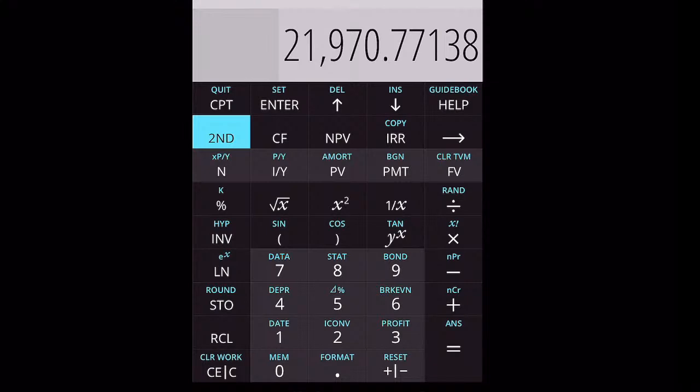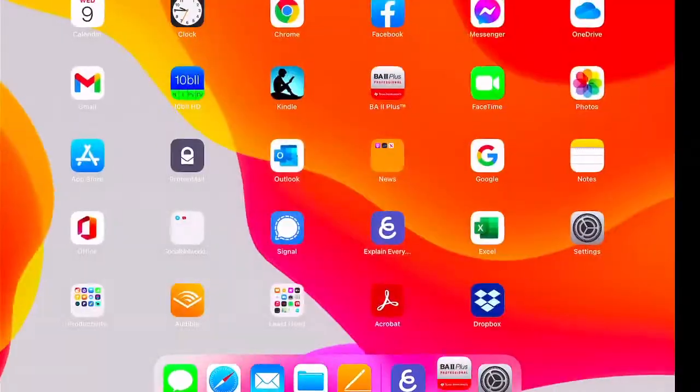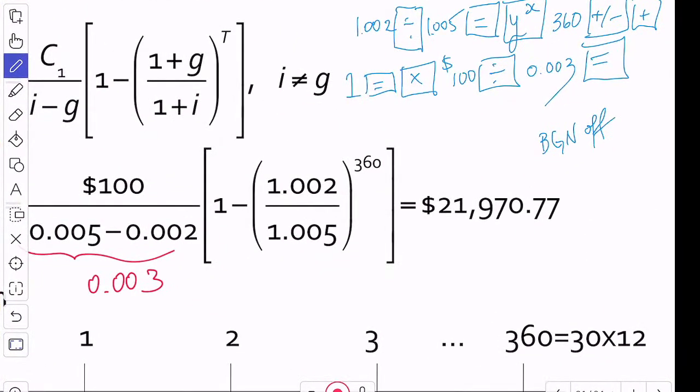Which part? The bottom? No. At the end, you don't have to use brackets. Here, just use this number, 0.003, not this. If you do this, you have to put brackets. So I did 1.002 divide 1.005 equals, y to the x 360, change the sign, add 1 equals, multiply 100, divide by 0.003 equals. Yeah, that's how it should work. You don't need the brackets.